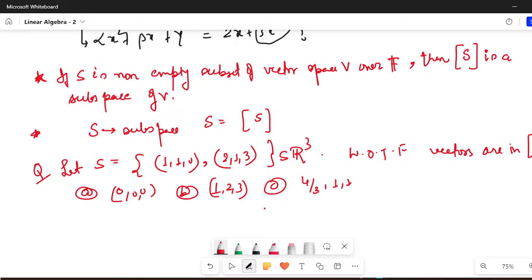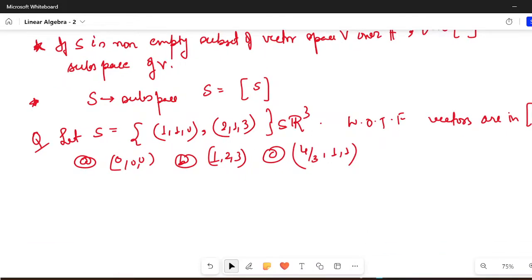What do you think? Which of the following vectors are in the linear span of S? Please do remember, linear span of S. S I have already mentioned. This is your S, and you have to see which of the following vectors are in the linear span of S.